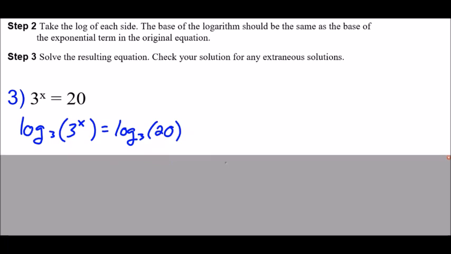Log base 3 of the entire left side of the equation, 3 to the x. And that's going to equal log base 3 of the entire right side of the equation, which is 20. So it's really just taking both sides of the equation and placing them inside the parentheses for our logs. And it's so important that the base of that log is the same as the base of the original exponential term. Now, it doesn't have to be, but if you do that, something really nice will happen.